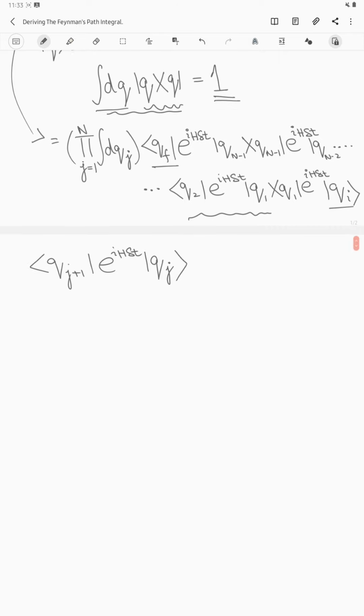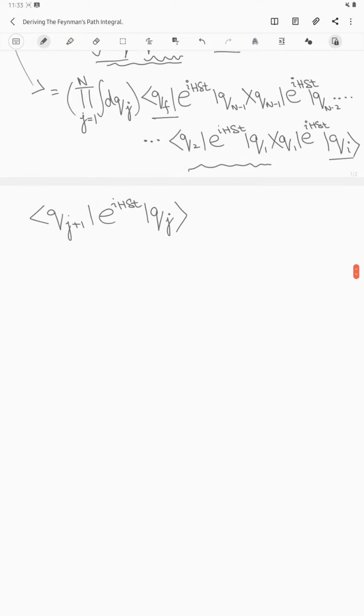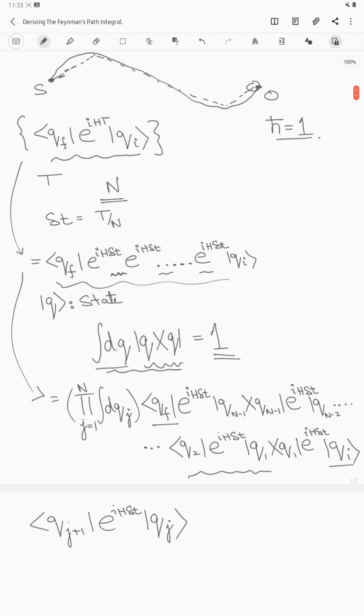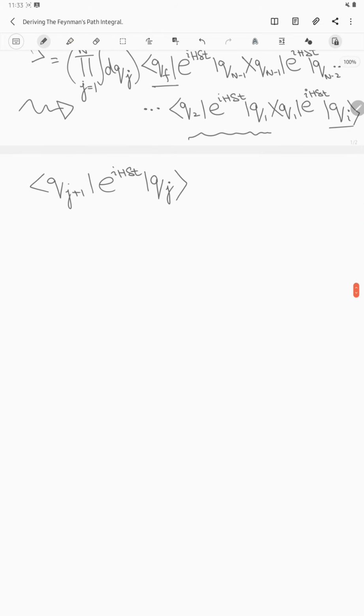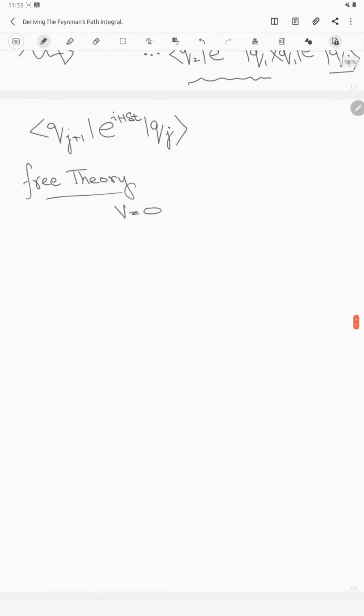So well, now let's do something that is very simple, right? We would compute this thing that I wrote over here for a free theory. So what is a free theory? A free theory is where you don't have any interaction term. So that means that your V is equal to 0. What that means for your Hamiltonian is that it would just be p hat squared over 2m.